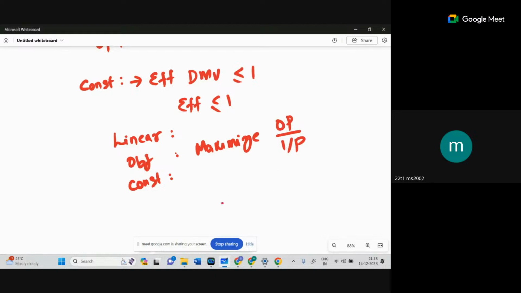So what you do, you normalize the denominator, and you maximize just the numerator, and you give a constraint. So this is the constraint: output by input should be less than 1. Output should be less than or equal to input. So I'm just cross multiplying here.